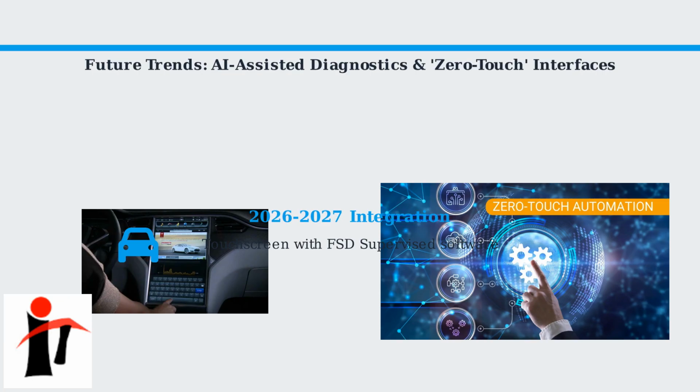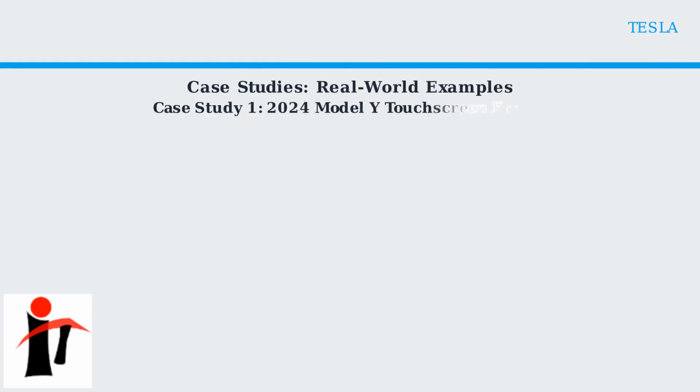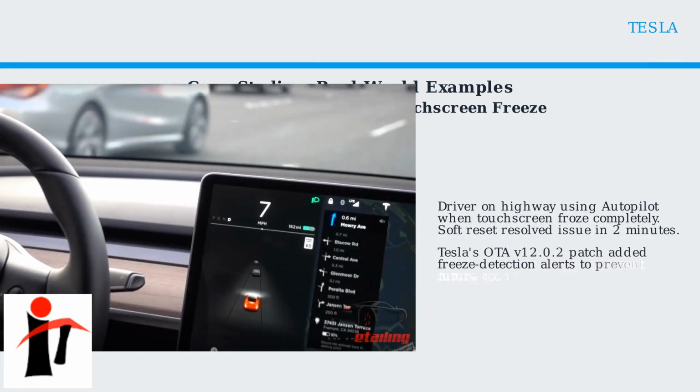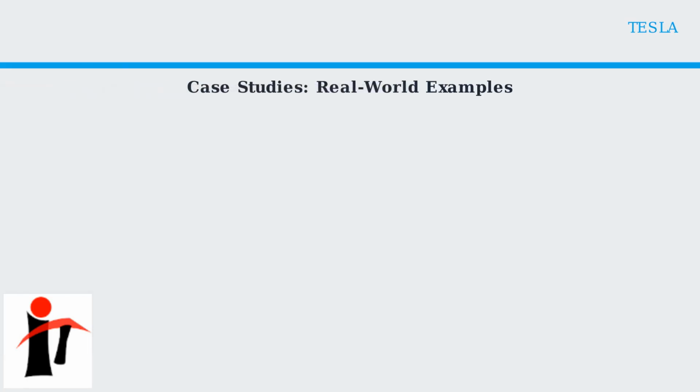Let's examine 2 real-world examples of touchscreen issues in Tesla vehicles. In the first case, a 2024 Model Y driver was using autopilot on a highway when the touchscreen froze completely, making navigation and controls unresponsive. A soft reset resolved the issue within 2 minutes, allowing the driver to continue safely. Tesla quickly responded with an over-the-air update, V12.0.2, which added freeze detection alerts to prevent similar occurrences in the future.